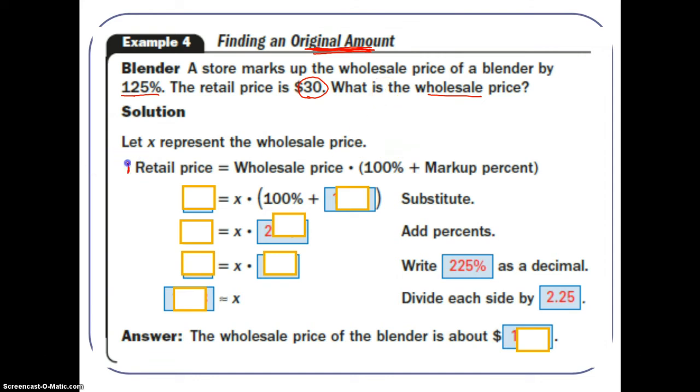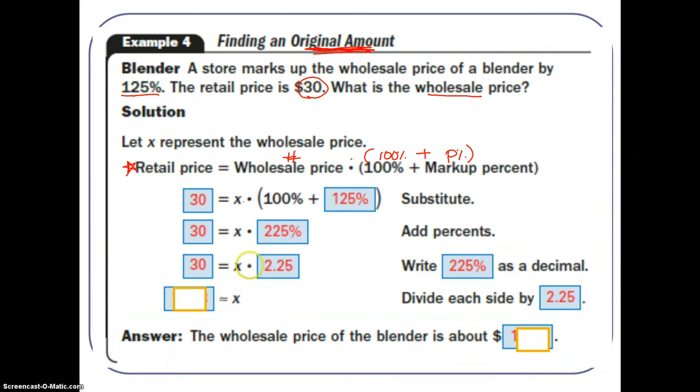Okay, you've seen this formula before. This is taking the number times 100% plus P%. So this time we know the retail price is $30. What we don't know is the wholesale price times 100% plus 125%. Add the percentages together, change it to a decimal, and now we need to solve for the missing variable x, the wholesale price.